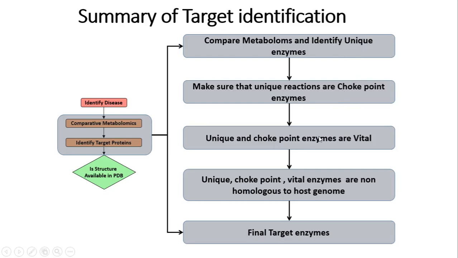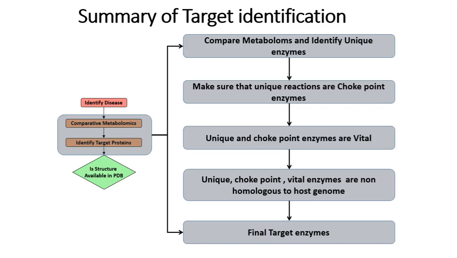Then again you shortlist the choke point enzymes that are vital. Then again you shortlist the enzymes that are not homologous to host. And finally you would get the final target enzyme. So what we are doing over here is that maybe you would start out with comparing the entire metabolic content, in which you would compare a few thousand reactions, those would be catalyzed by a few thousand maybe enzymes, right?